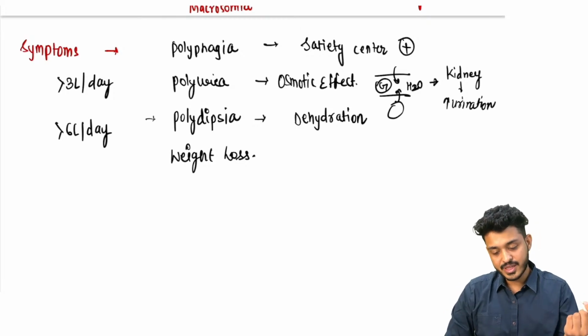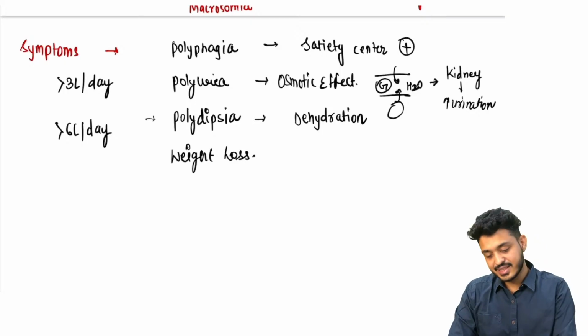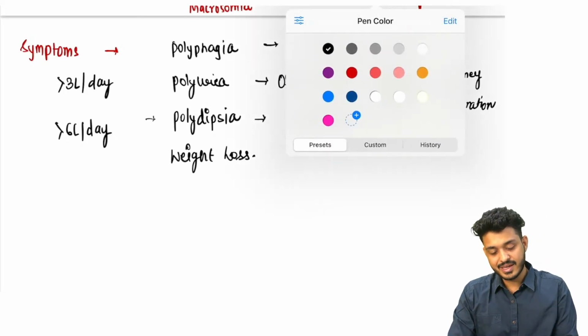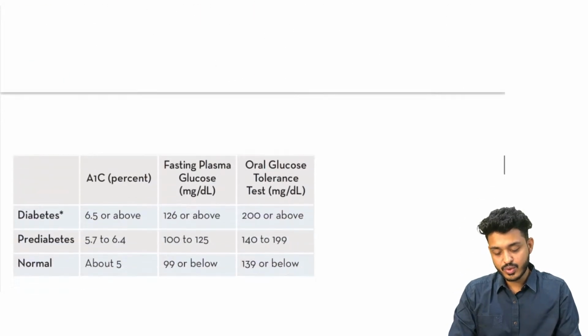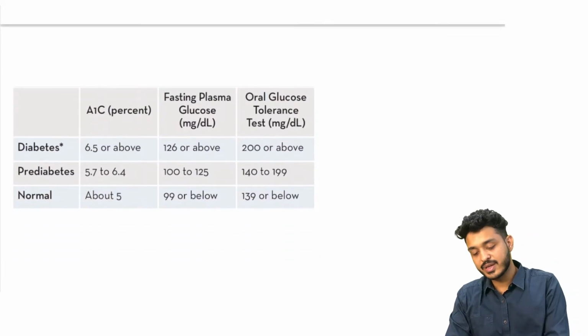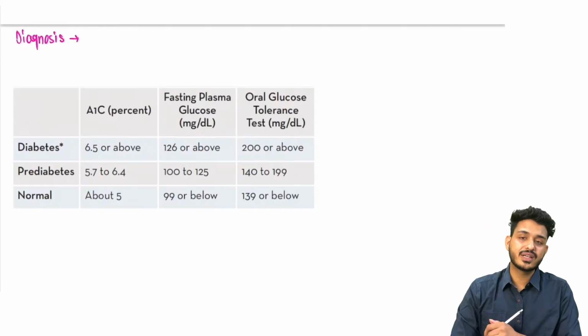So these are going to be the classical symptoms of hyperglycemia. Apart from the symptoms, if I want to talk about the diagnosis, how are you going to make the diagnosis?